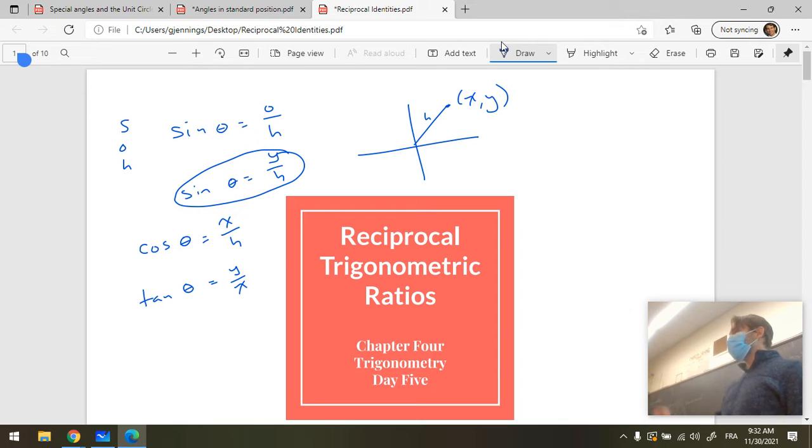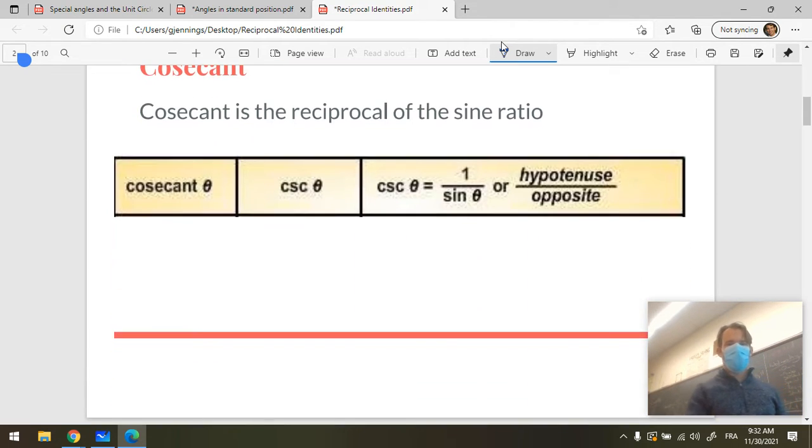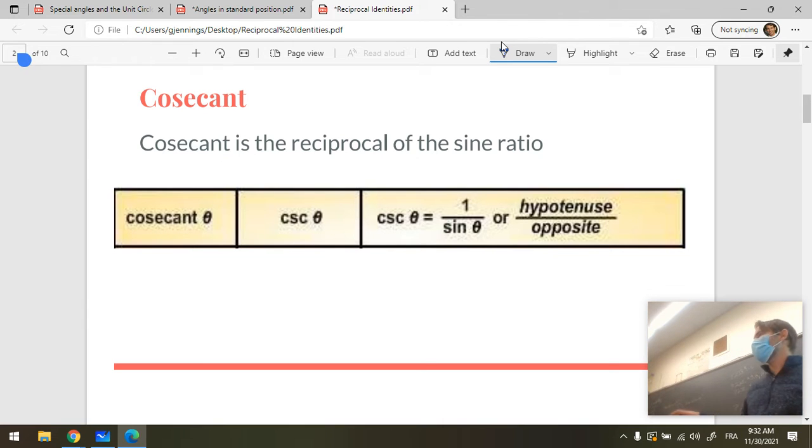Now we're going to look at the secondary trigonometric ratios. And if you know your primary trigonometric ratios, you already know your secondary trigonometric ratios. There's not that much new to learn here. They are the reciprocals of the primary ones, meaning flip them. Flip that fraction for me, please. So here, the cosecant, also written CSC of theta, is the reciprocal of sine.